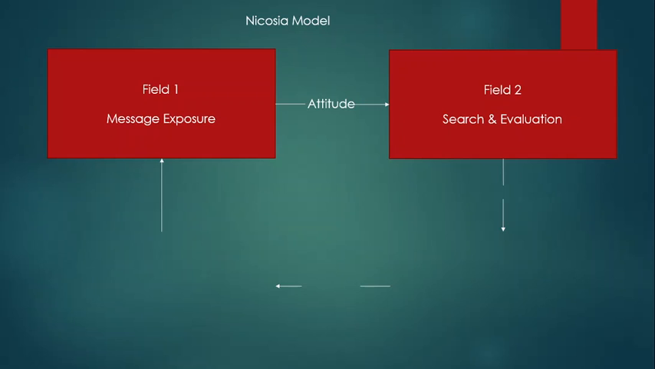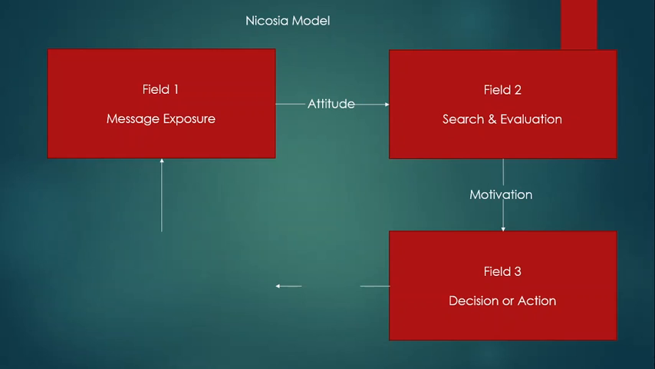A customer goes and searches for relevant information about the product, what other products are available in the market, and comes up with a set of options. Once the search is done, they evaluate which would be the product that would suit their need. During search and evaluation in field 2, they derive motivation. This motivation leads to a decision or action, which leads to a purchase decision.